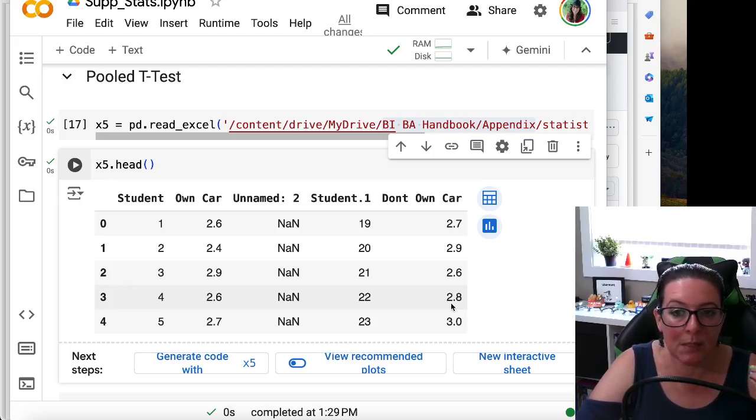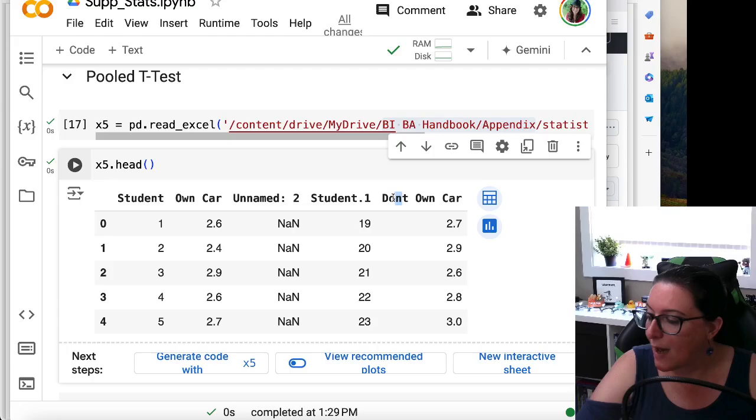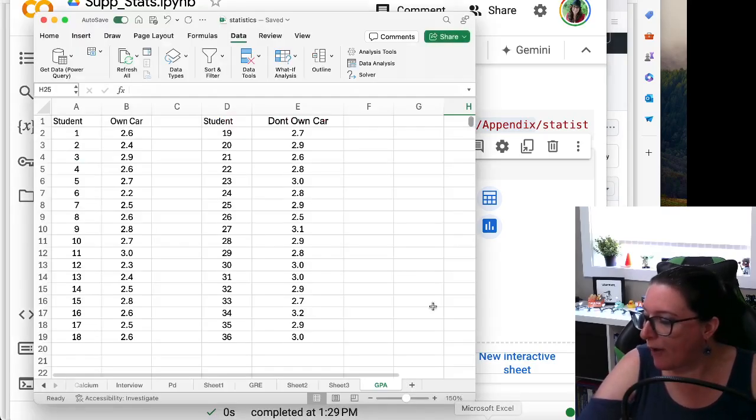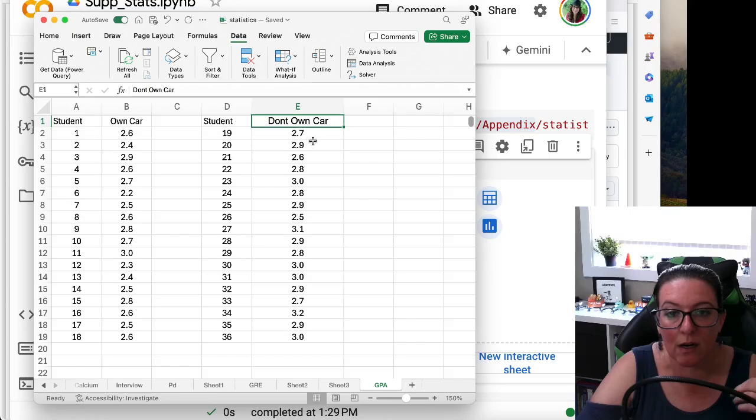Now, one thing that's important to note, notice I have no apostrophe here. If my original Excel file had an apostrophe here, when I would go to call that variable, then Python would get angry and not do what I want it to do. So make sure that the names of your variables don't have any apostrophes in them.